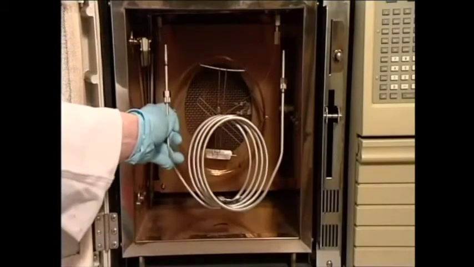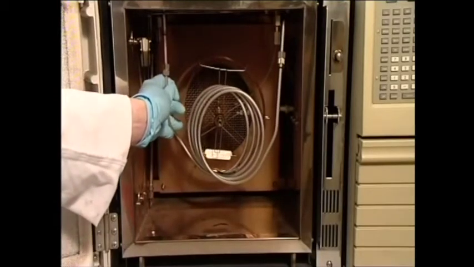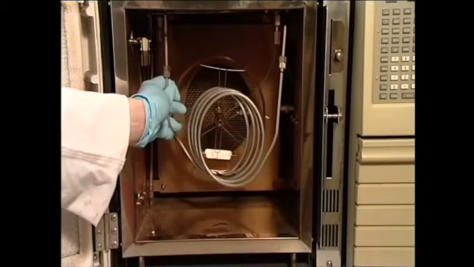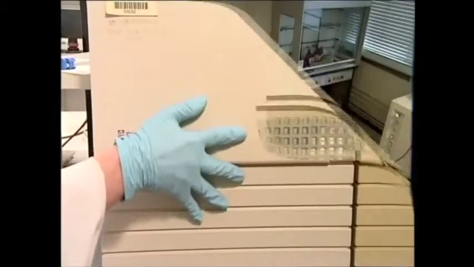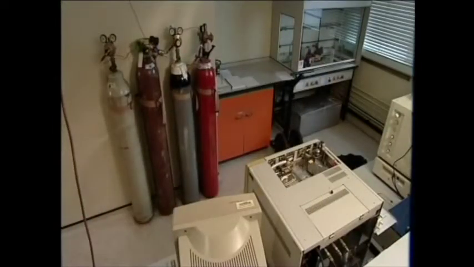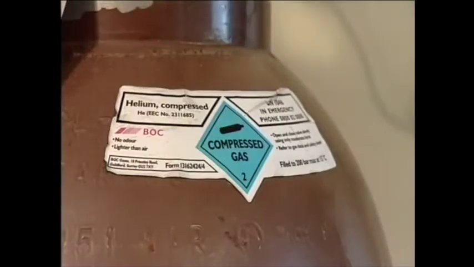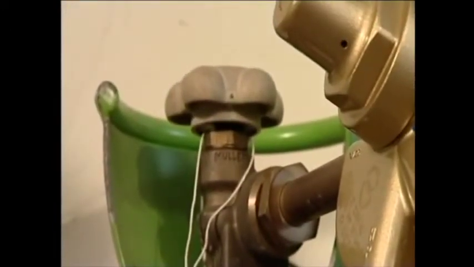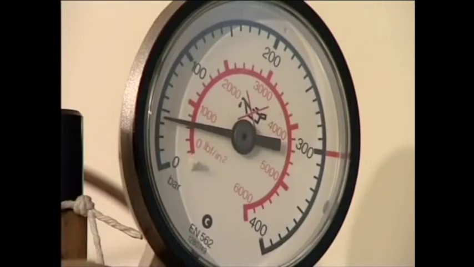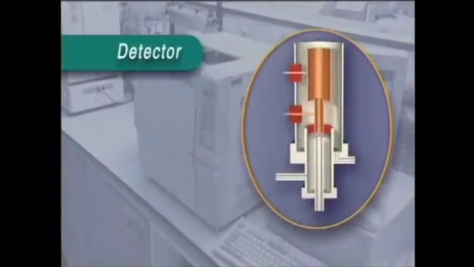This is much shorter, about 1 meter. The properties of the column and its filling are chosen for the particular separation that is to be carried out. The components of the mixture are carried through the column by a stream of inert helium gas, the mobile phase. The more volatile the component, and the less it interacts with the stationary phase, the faster it travels through the column. At the other end of the column is a detector that detects each component of the mixture as it comes out of the column and also measures its amount.